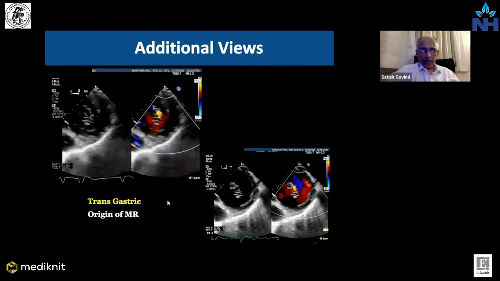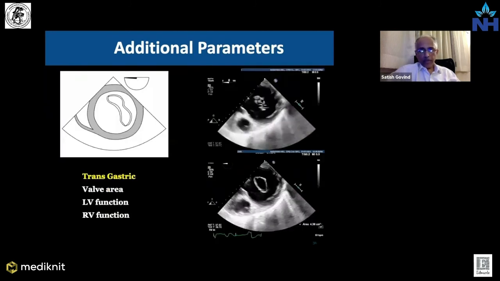So this gives a good idea of how reliable your earlier interpretations have been. So the origin of MR. Again, in the transgastric view, additional information can be obtained in terms of valve area here. So the planimetry can be done and the information obtained. And this is another way of looking at LV function, RV function. Of course, you can use the 4-chamber also to look at LV function, RV function.